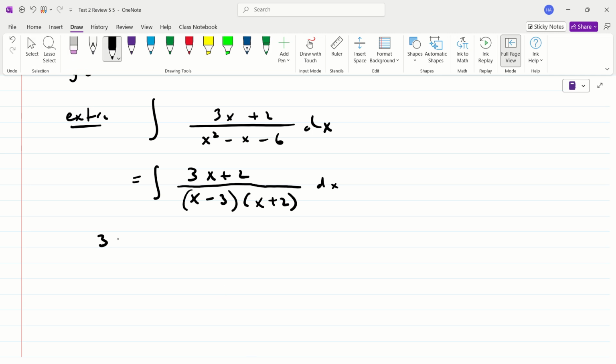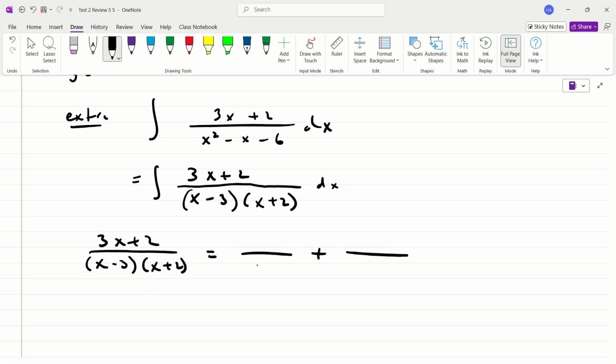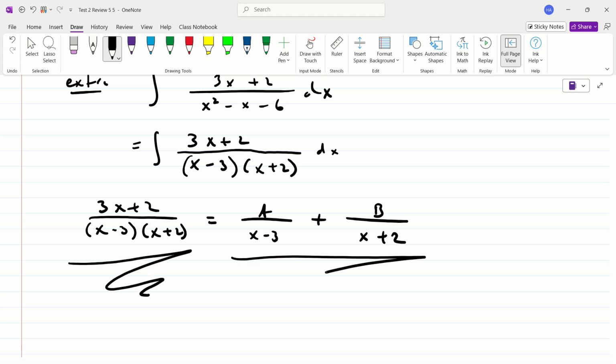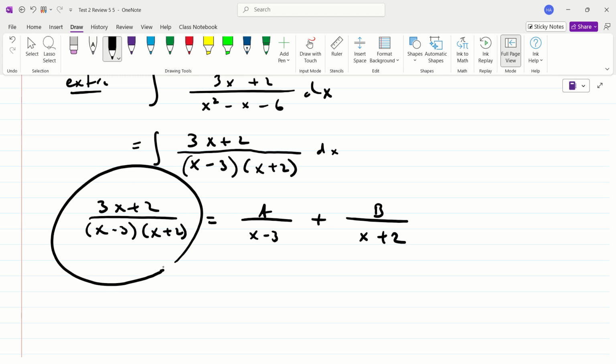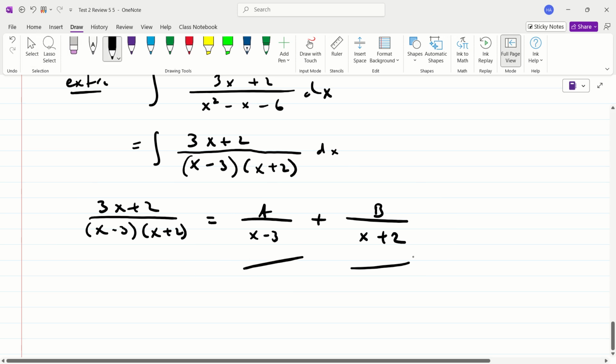So the goal is to take that (3x plus 2) over (x minus 3)(x plus 2), and break it up into pieces. How many pieces? Well, because you have two factors, you want to break it up into two pieces. The first piece will have an x minus 3, the second will have an x plus 2. And your job is to figure out the constants that will go up here so that this side is equal to that side. When considering taking the antiderivative of this, it's going to be equal to the antiderivative of that, and these two antiderivatives are a piece of cake to compute.